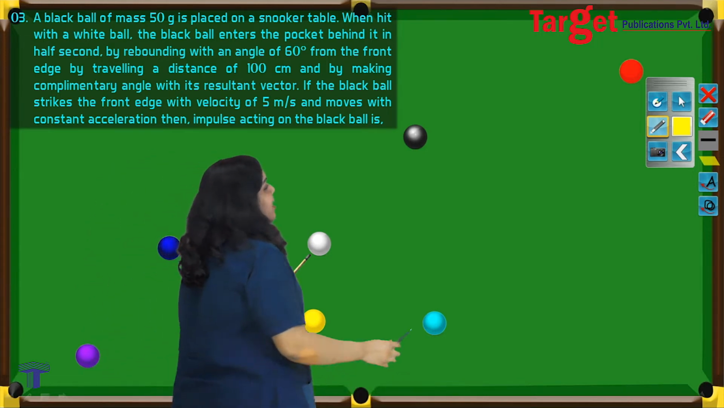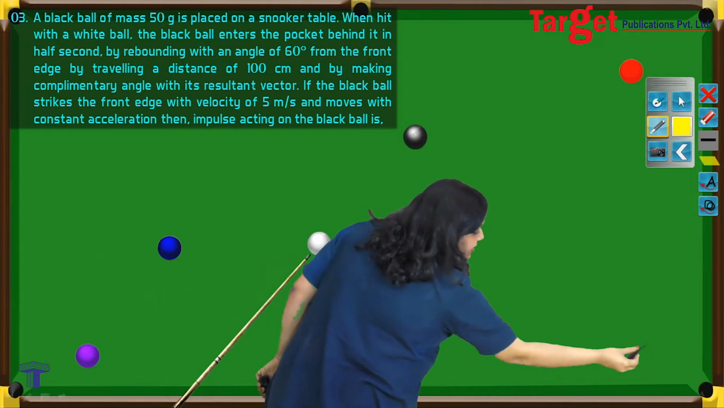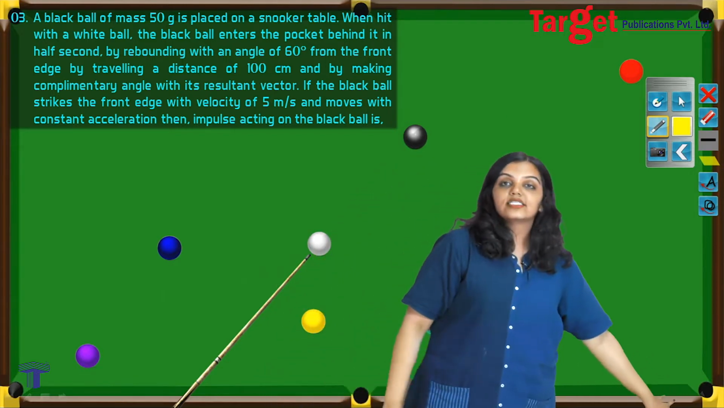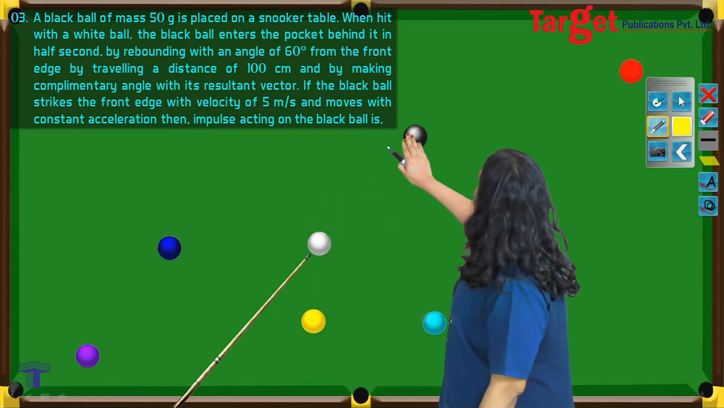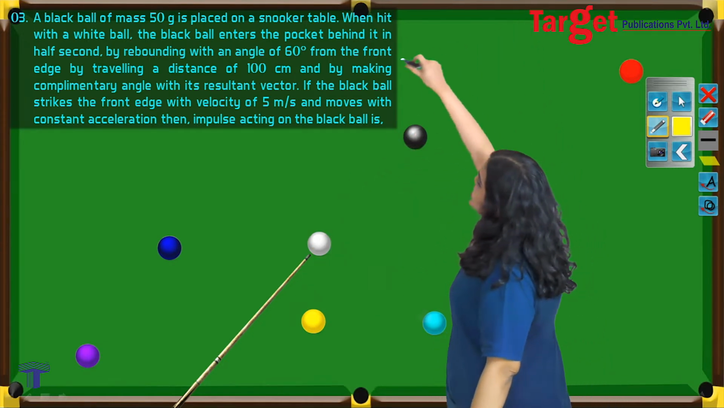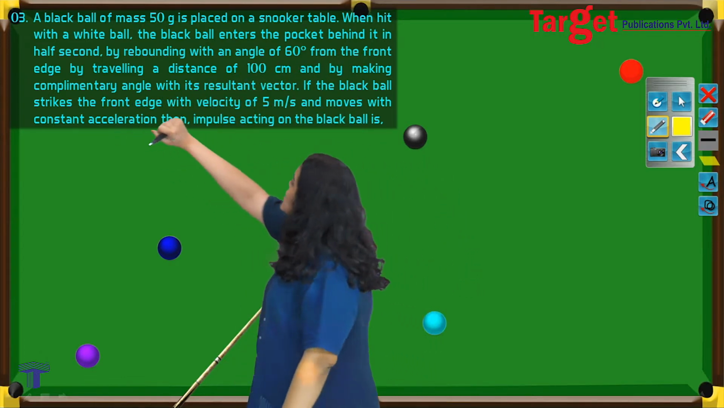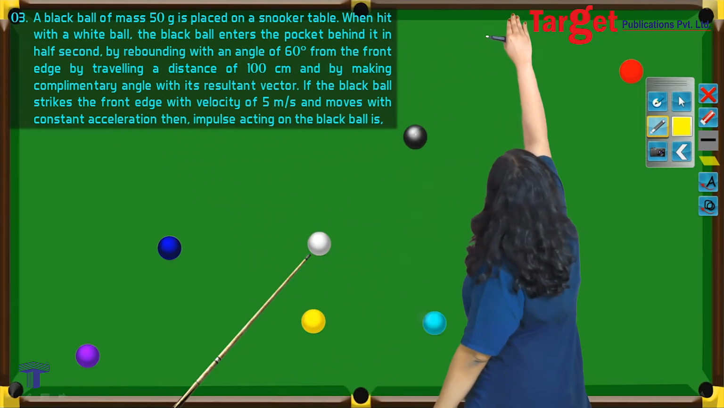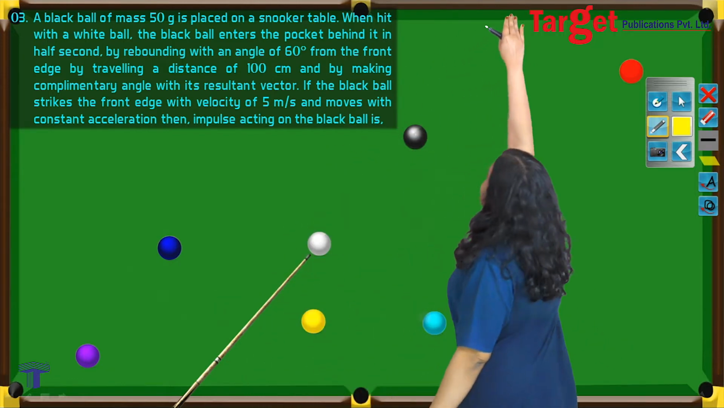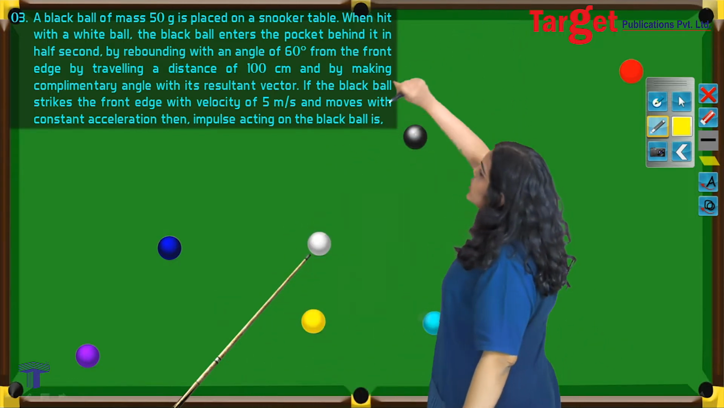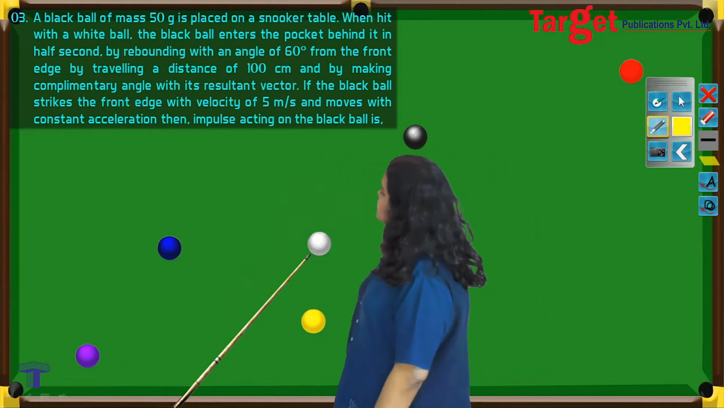So if it is rebounding, it means that it must be hitting somewhere on the top and coming back and going into this pocket. And therefore, we have understood that this white ball, when it hits the black ball, will hit the front edge, as it is said. It rebounds with an angle from the front edge. So it's going to hit this front edge, rebound and go into that pocket. And the angle it will make with this front edge is going to be 60 because it is rebounding with an angle of 60 degrees.